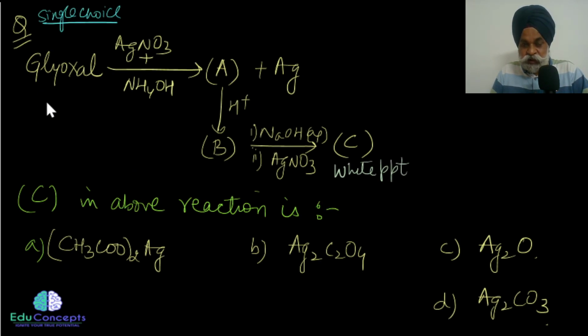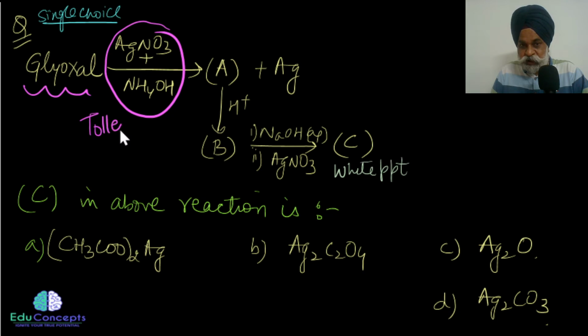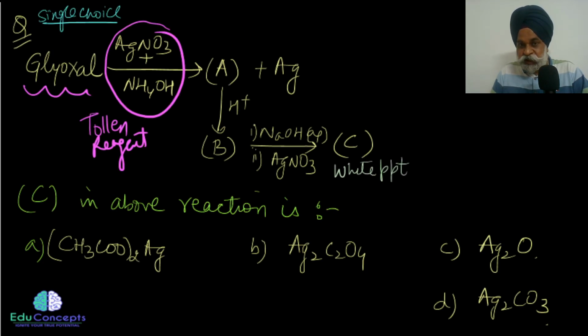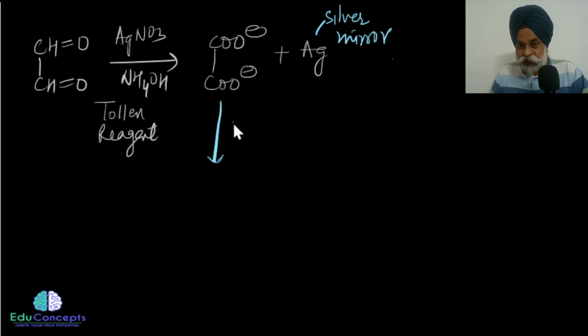Coming on to the next problem, here again single choice, but asked from the organic standpoint of view. So glycol is being treated with silver nitrate and ammonium hydroxide. So indirectly they have given this as to be Tollen's reagent. So what is the role being played by Tollen's reagent? Tollen's reagent would convert aldehyde into corresponding salt of carboxylic acid, and then it is to be treated with H positive, and finally NaOH and AgNO3. So what options do you get out of this?